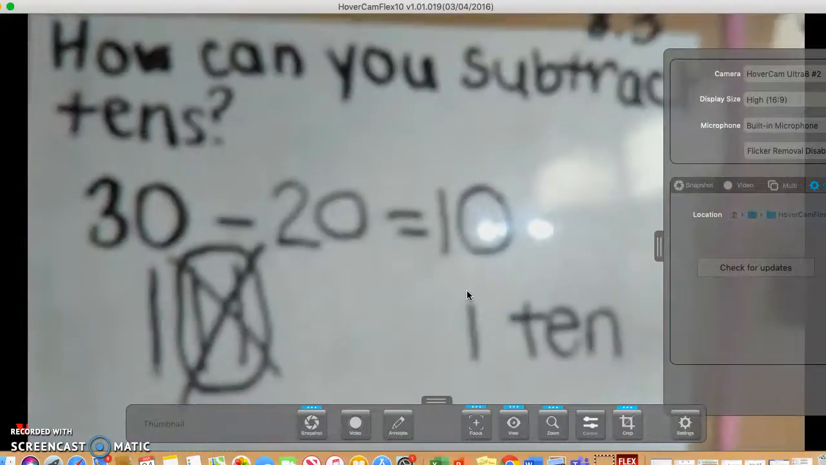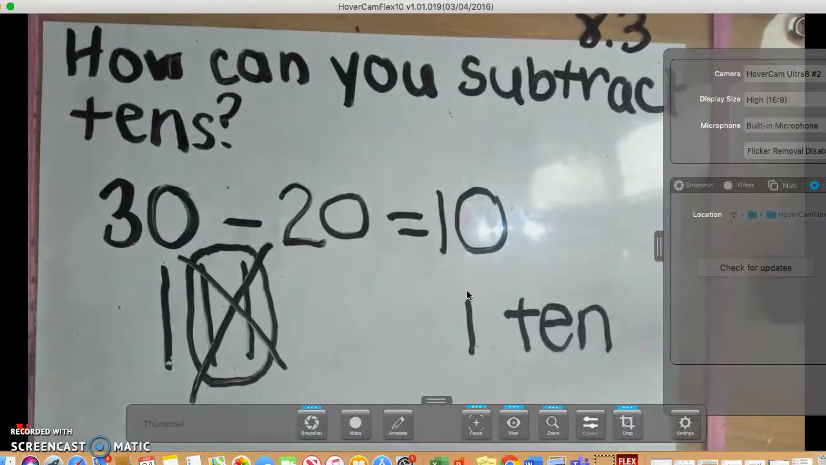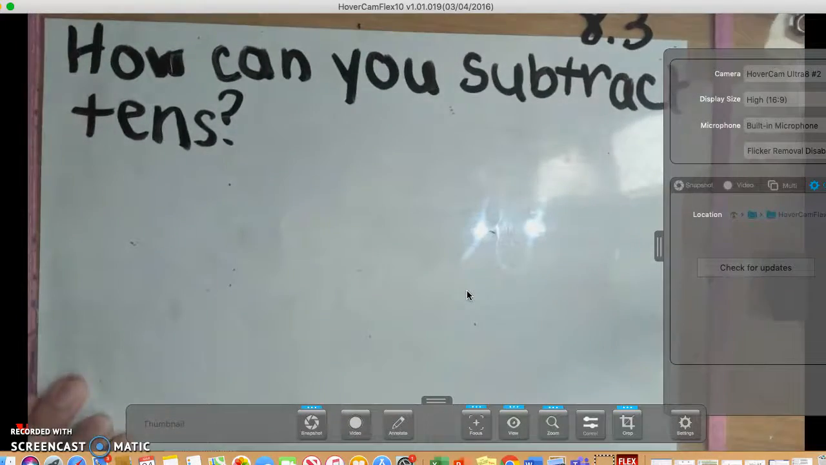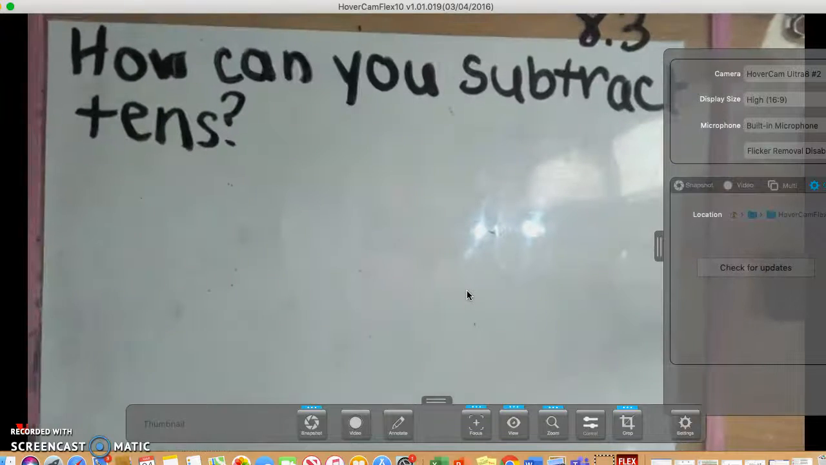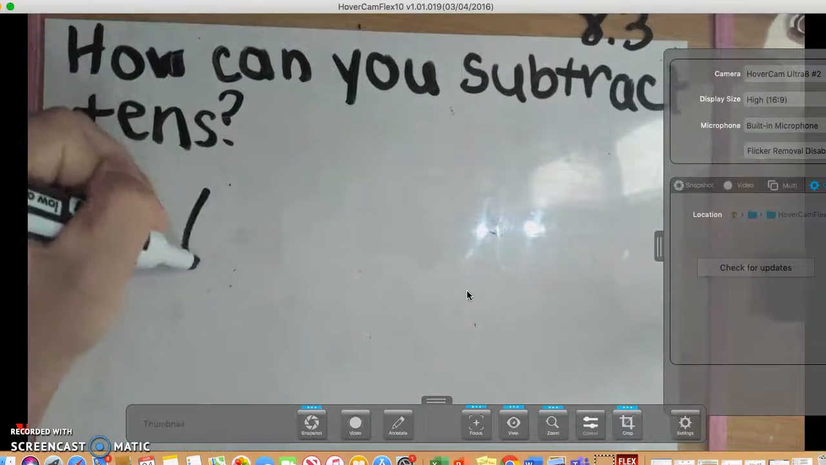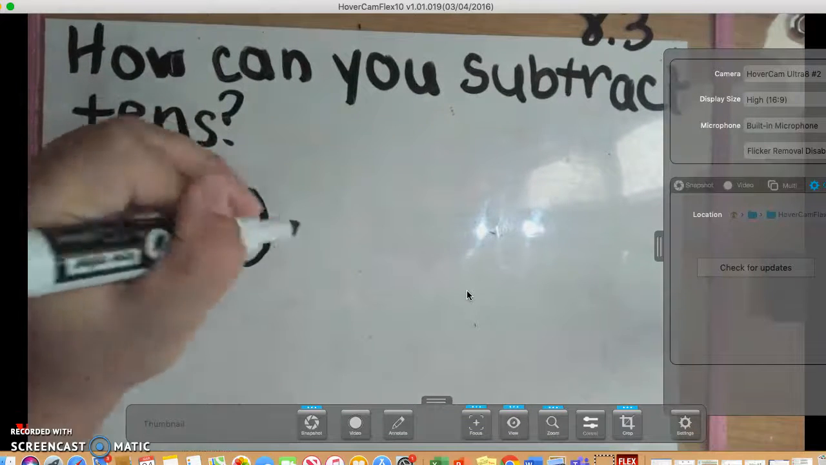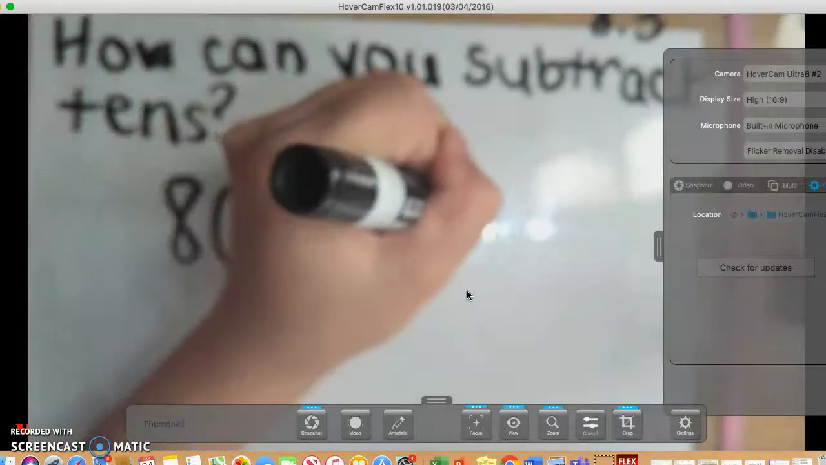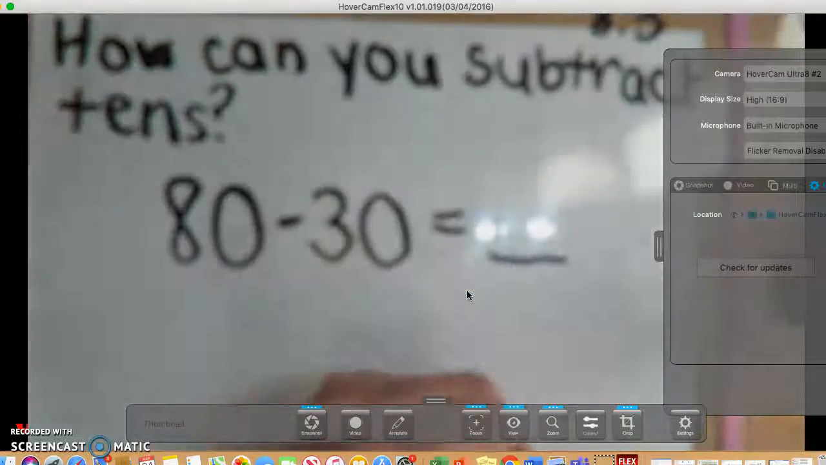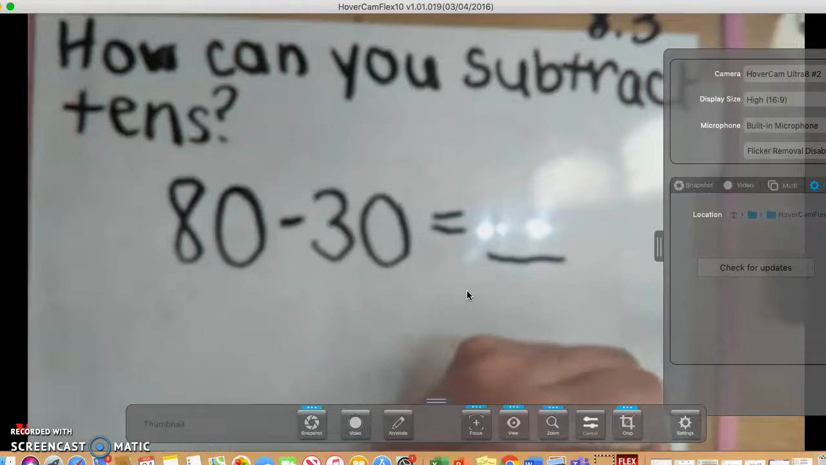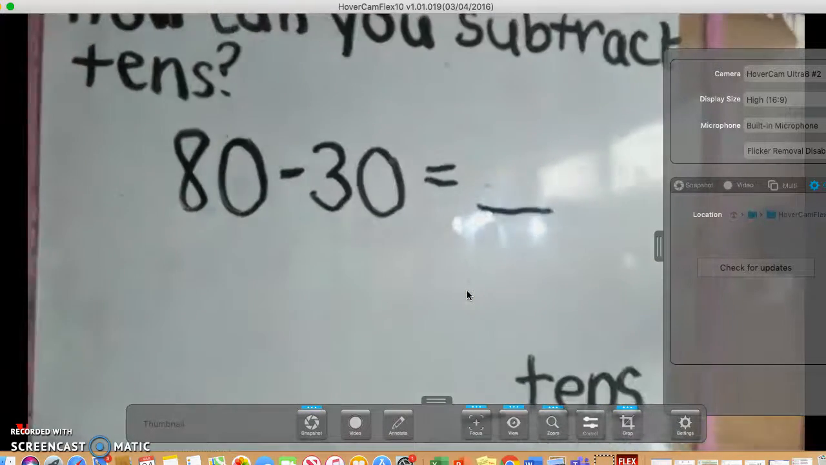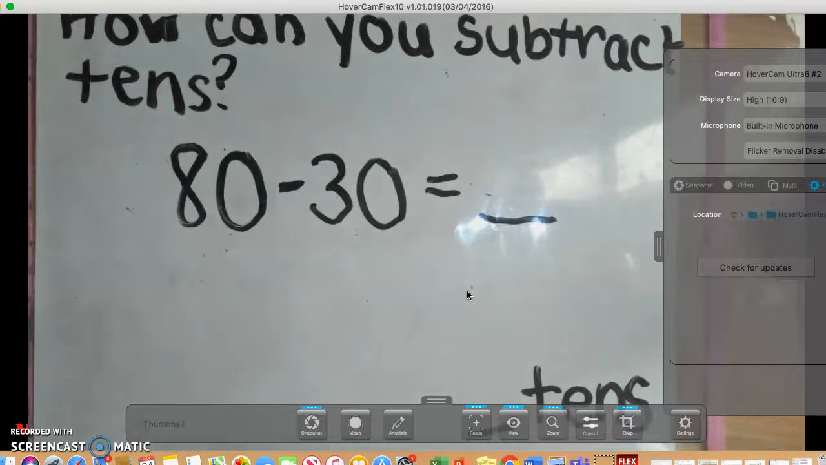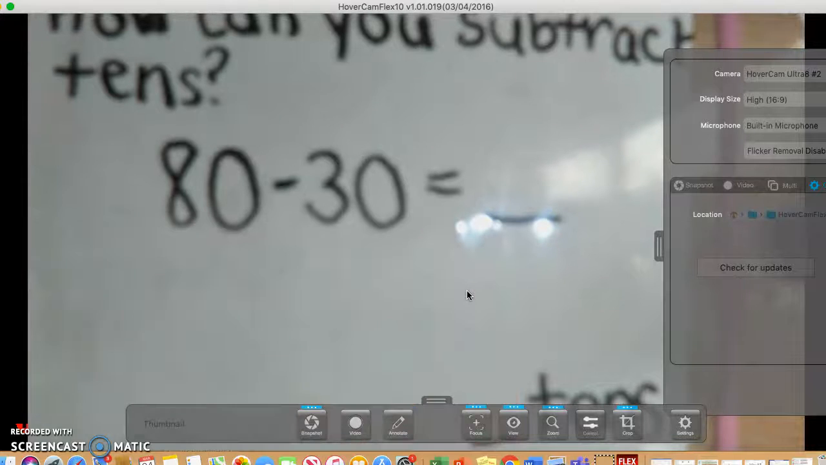So now I'm going to erase this and show us how to do some more problems. My next one is 80 subtract or minus 30 equals blank and blank tens. Sorry that I'm left-handed and sometimes it's hard to see as I write. I'm going to give you a second to think about this.